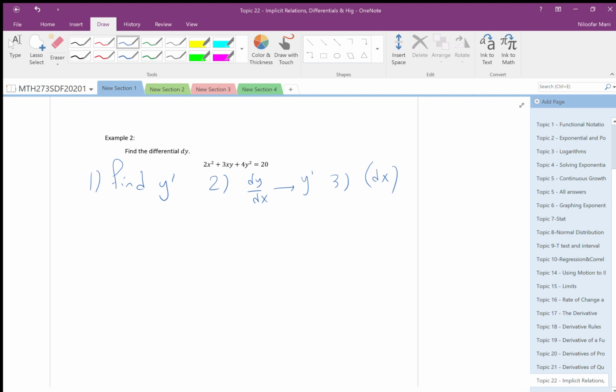Sorry about that. Okay, but here, how can you find y prime? Here I cannot start from y prime equal. No. What's the reason? Because it's implicit. It's not y equal something. I have a relationship between x and y. I know y is dependent on x, but I don't see y equal something. I see a relationship between x and y. Okay, so I have to do this. I have to take the derivative of 2x squared plus 3xy plus 4y squared equal 20.